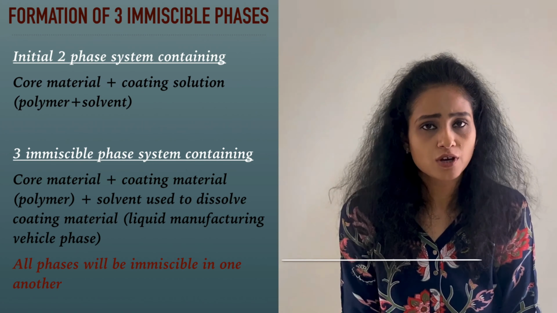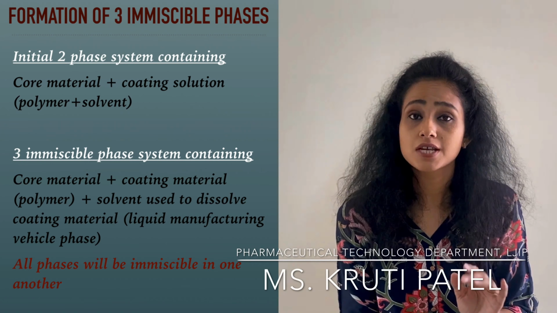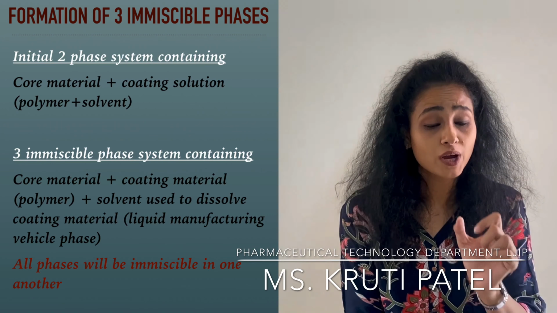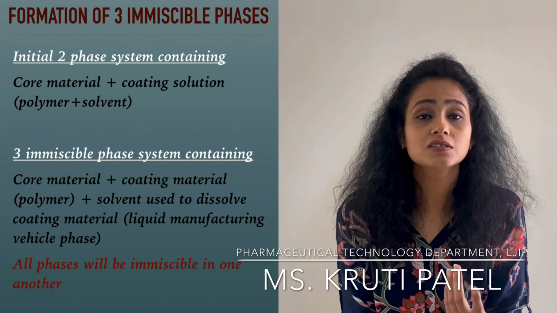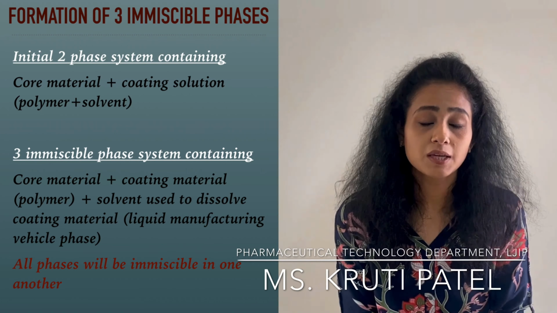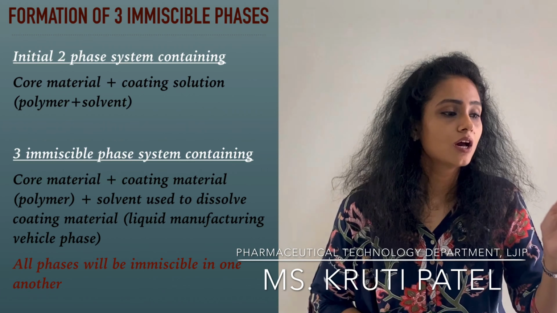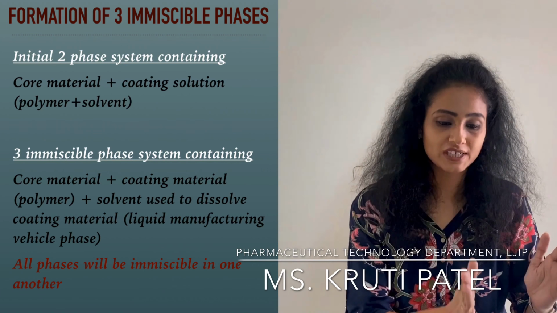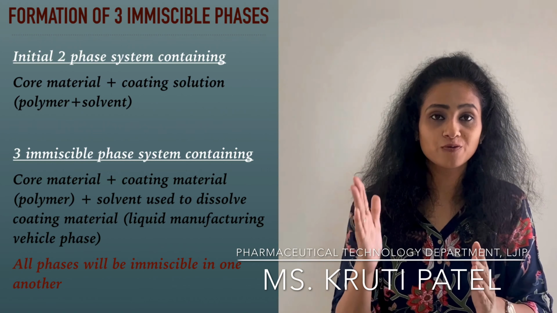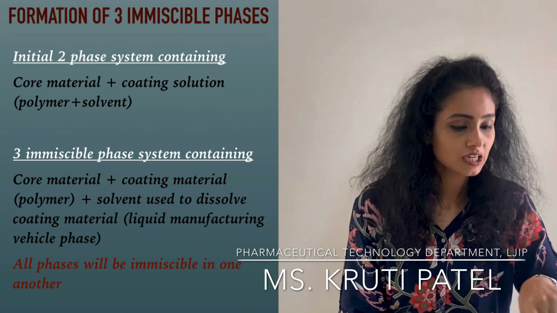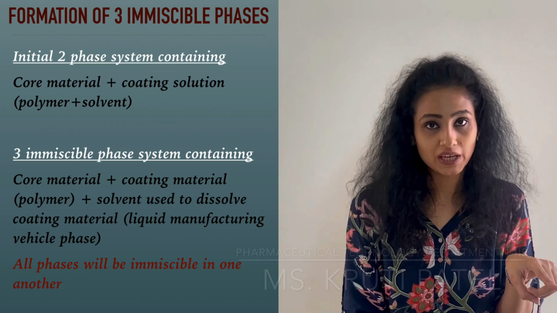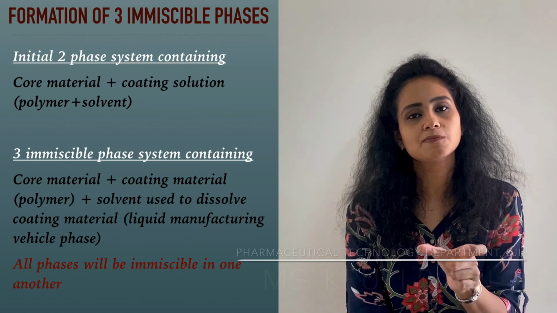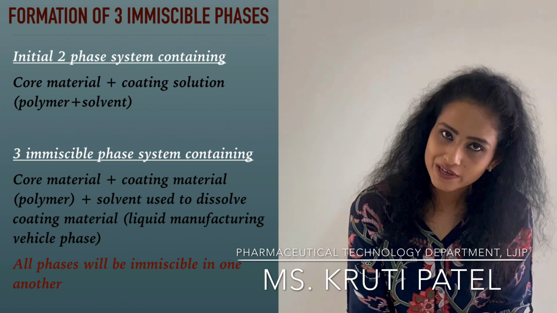Okay, now we saw that 3 phases are formed like this, right? Now one more term is there, immiscible. Now what does this word immiscible say? Immiscible phase means core material, coating material, and liquid manufacturing vehicle. These 3 phases should be immiscible in each other. Okay, formation of 3 immiscible phases is known as coacervation.